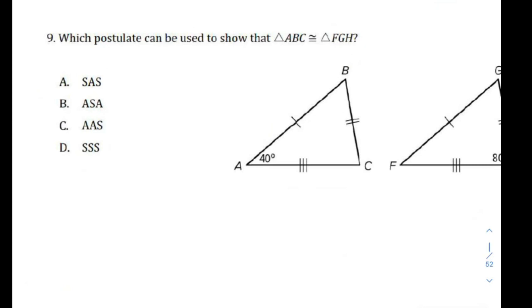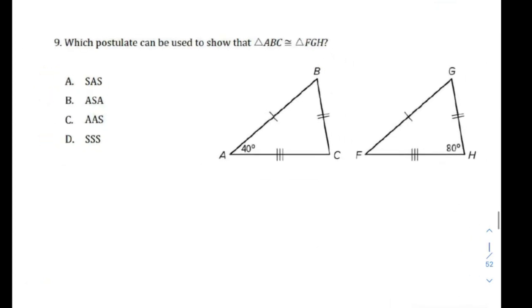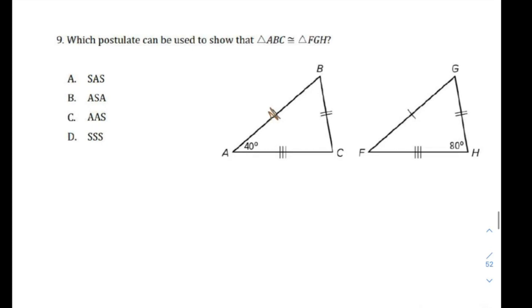Which postulate can be used to show that triangle ABC is congruent to triangle GFH? As you see here, all corresponding sides are congruent. One tick relates to one tick here, 3 here, 3 here, 2 here, 2 here. So SSS is the valid one. This angle is given to be 40 between 2 given sides. If we want this angle to be used properly, then this should be given as 40. But since it's not given, we cannot use SAS. So only SSS can be used here.